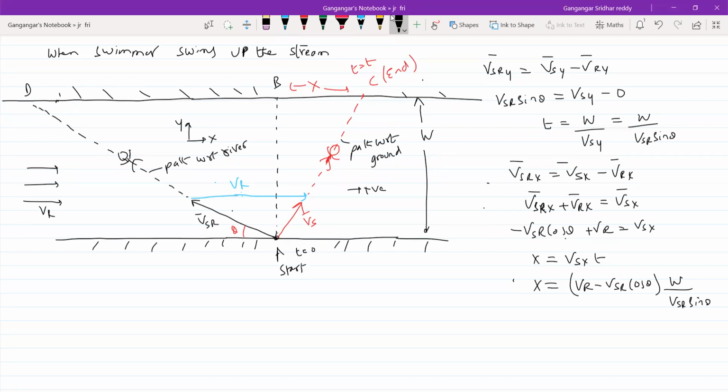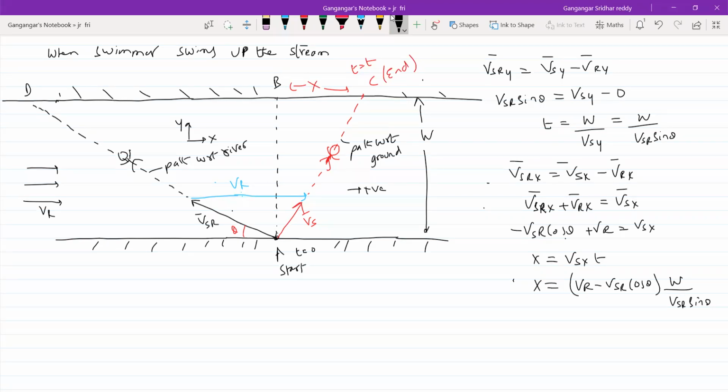Okay, so you call the swimmer. The swimmer says, I'm moving along path AD. The person on the bank says, no, you're moving along AC. Tell me who is correct. Both are correct because the frame of reference is different. In the river frame, the swimmer moves along AD. In the bank or ground frame, the swimmer moves along AC. So therefore, path with respect to ground, path with respect to river.